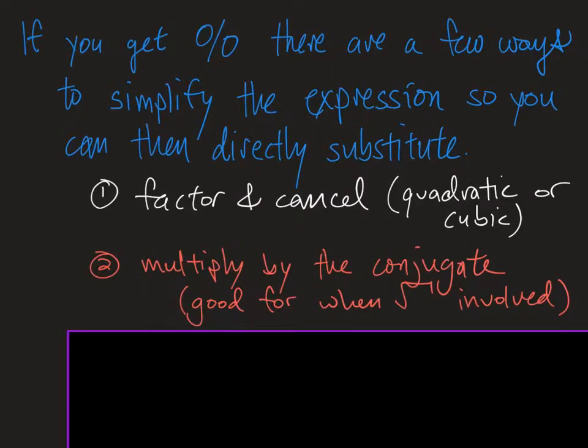You can multiply by the conjugate. And this is generally good for when you have a square root involved in your limit somewhere. And of course, one thing I'm not stating very clearly here is that these are all rational expressions I'm talking about. After direct substitution, you have to get a 0 in the top and the bottom of a fraction. Then you'll have a fraction involved and a square root involved somewhere within that fraction.